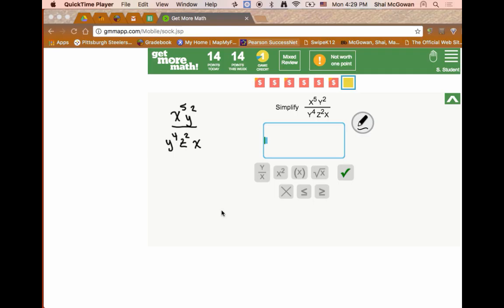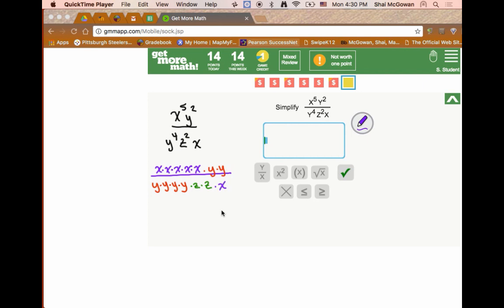Example 5. So to simplify x to the fifth y to the second divided by y to the fourth times z squared times x. Remember, we're going to expand all of this. So x to the fifth is 5 x's being multiplied. Y to the second are 2 y's being multiplied. Y to the fourth are 4 y's being multiplied. Z to the second is 2 z's being multiplied. And then x is just x.